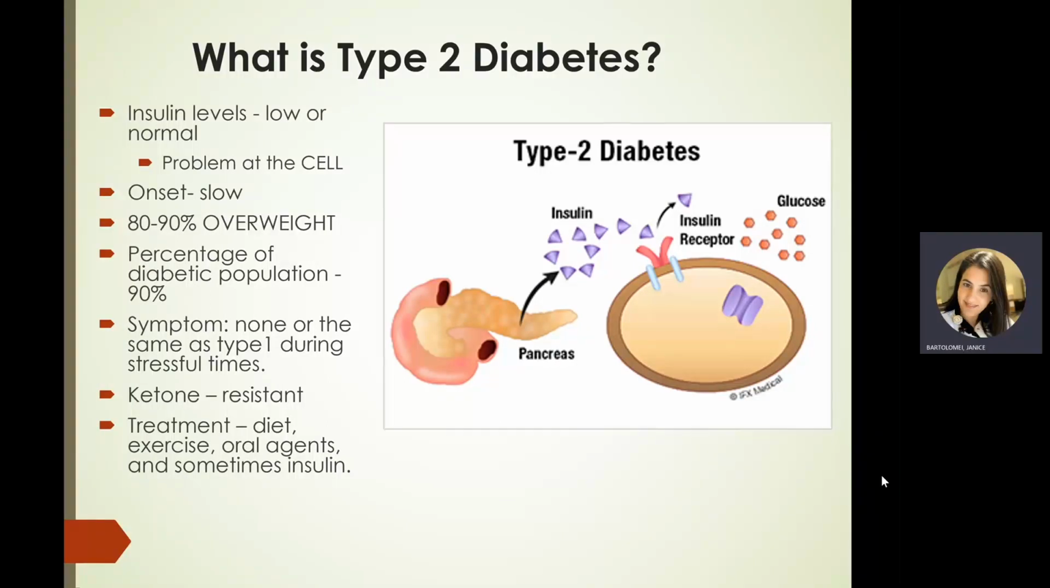Now, the treatment for them is a mixture of all of these: diet, exercise, PO, by mouth, hyperglycemic agents, and then sometimes insulin as the disease progresses or as you age.